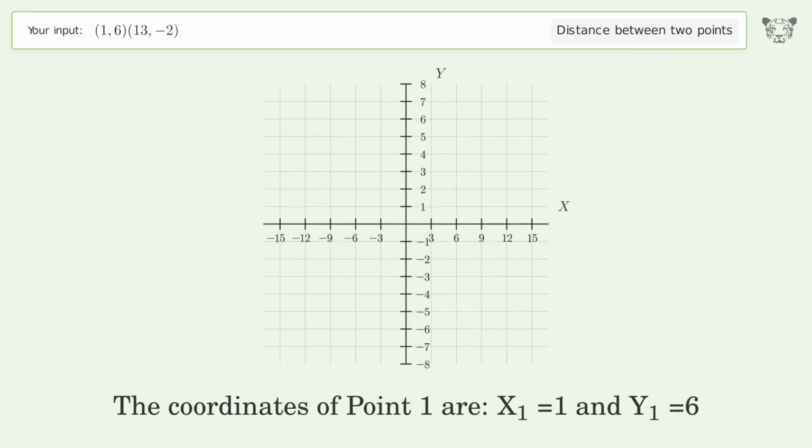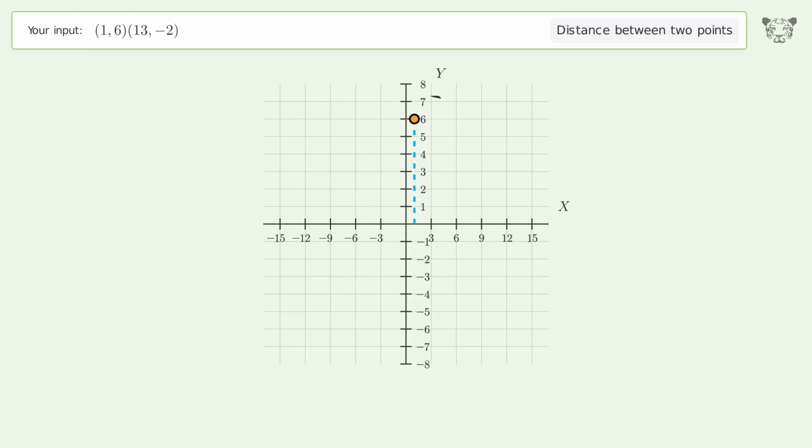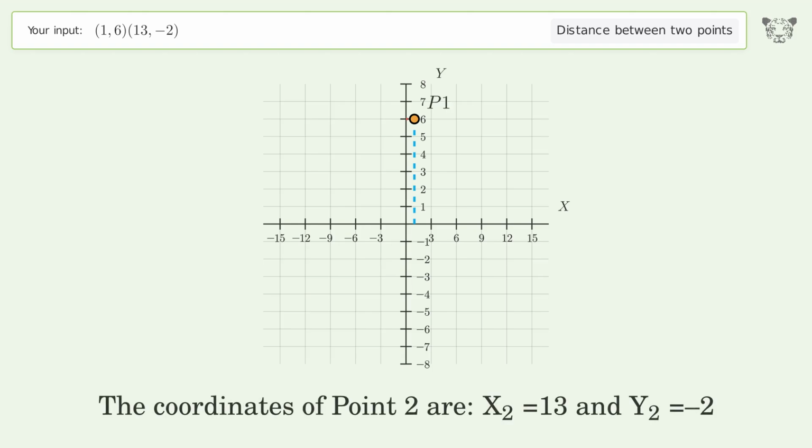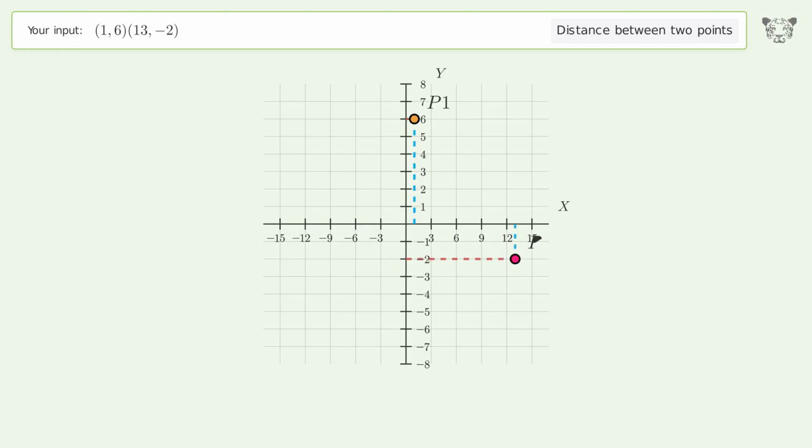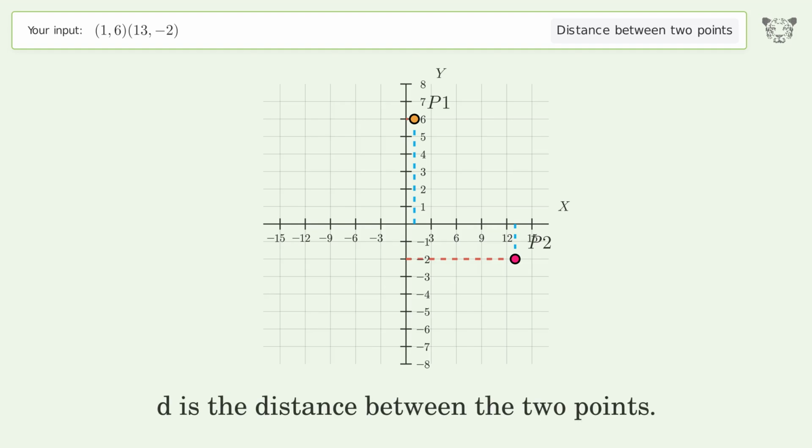The coordinates of point 1 are, x1 equals 1 and y1 equals 6. The coordinates of point 2 are, x2 equals 13 and y2 equals -2. D is the distance between the 2 points.